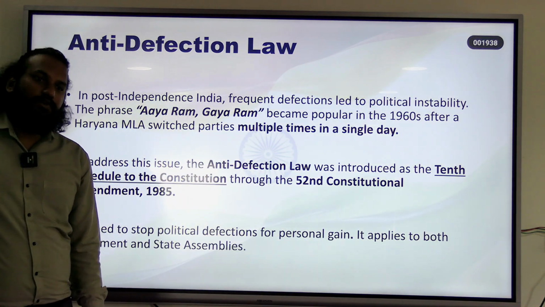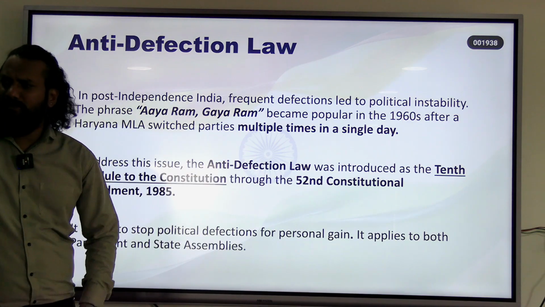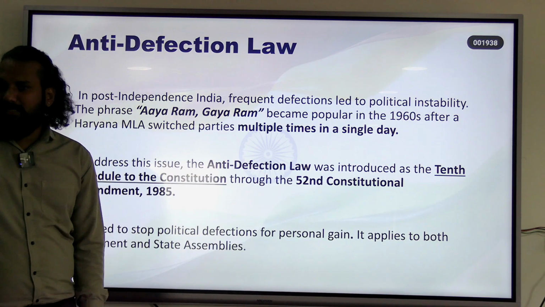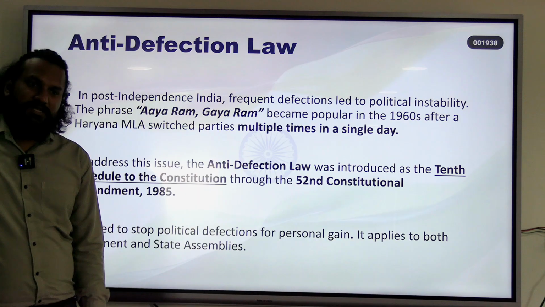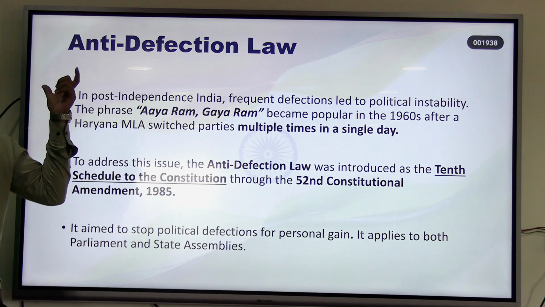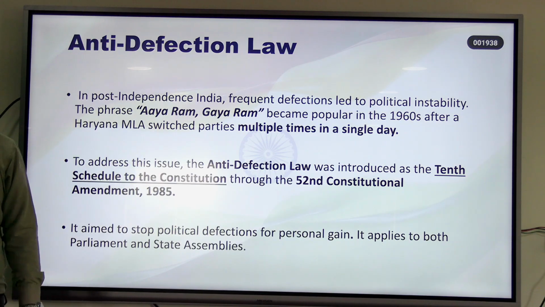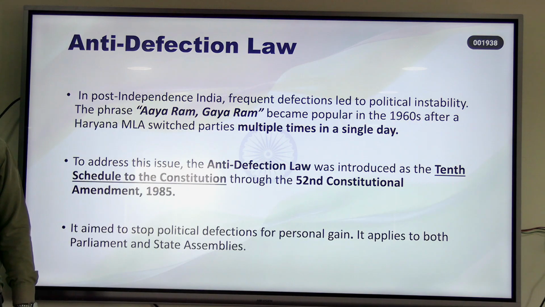Then there is another disqualification, which is applicable to members of Parliament, Lok Sabha, Rajya Sabha as well as the state legislature. That disqualification is called the Anti-Defection Law. So what is that Anti-Defection Law, and why did it come into the picture in the Indian Constitution?